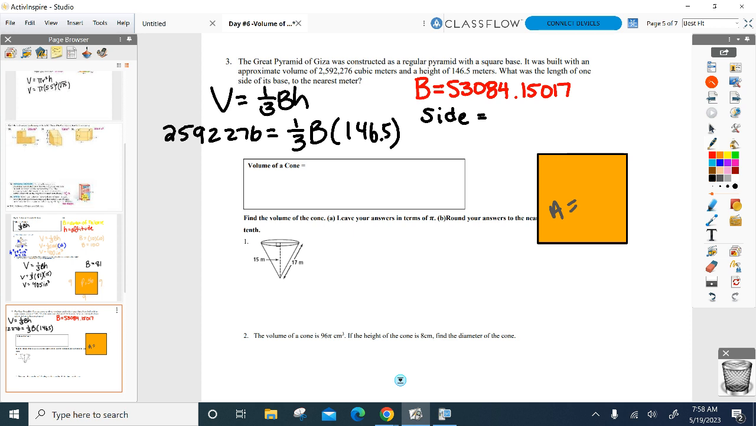Take the square root, right? Because I would do side times side. So if I want to go backwards, I'm going to take the square root. Good deal. So take the area and take the square root. You'll get a side. Round it to the nearest meter.